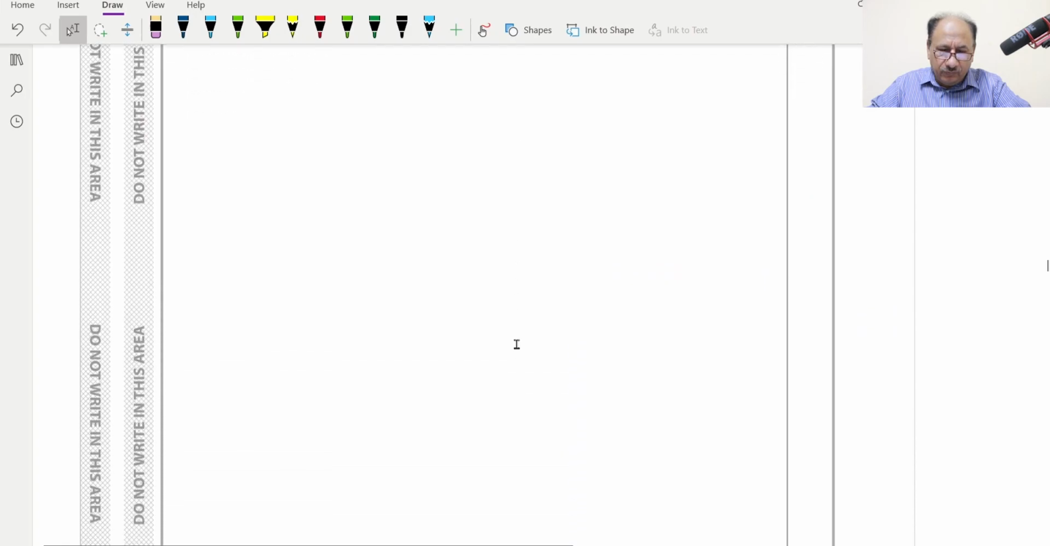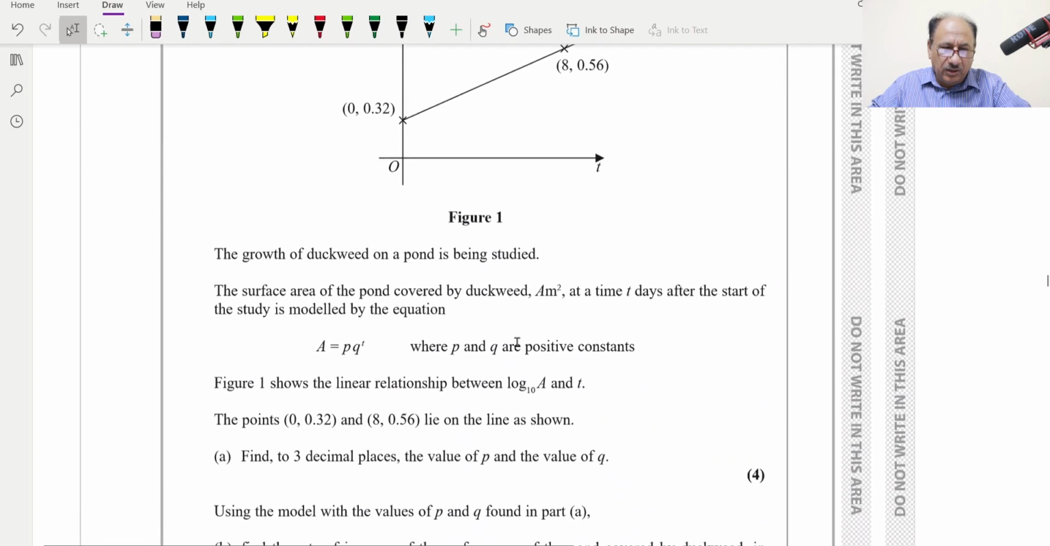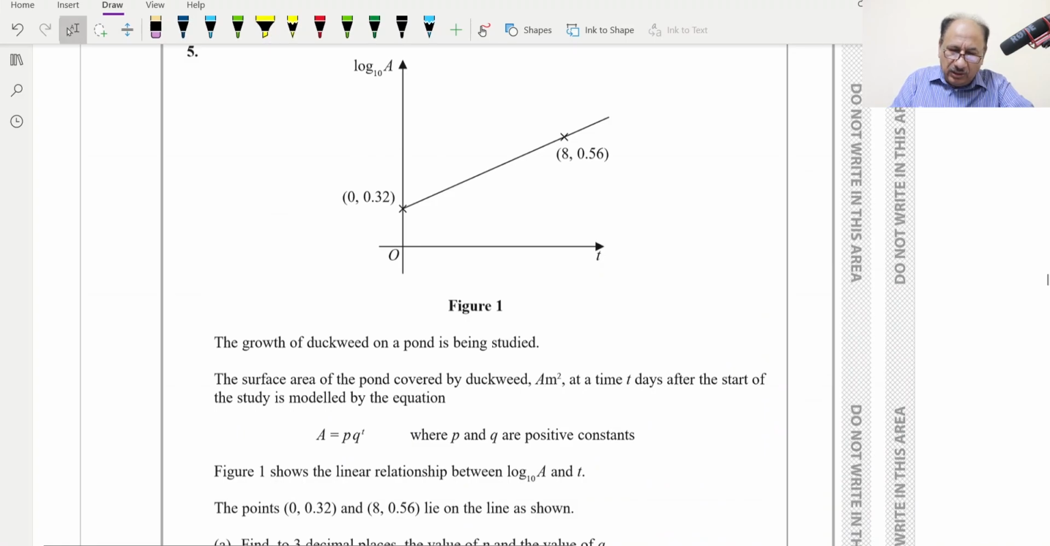Now we can move to the next question, question number 5. A diagram is provided, figure 1. The growth of duckweed on a pond is being studied. The surface area of the pond covered by duckweed, A m squared, at a time t days after the start of the study is modeled by the equation given, where p and q are positive constants. Figure 1 shows the linear relationship between log with base 10 A and t value.